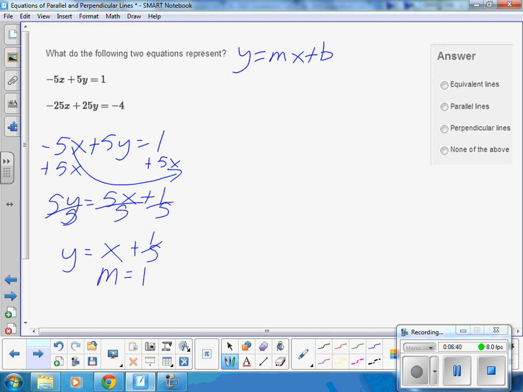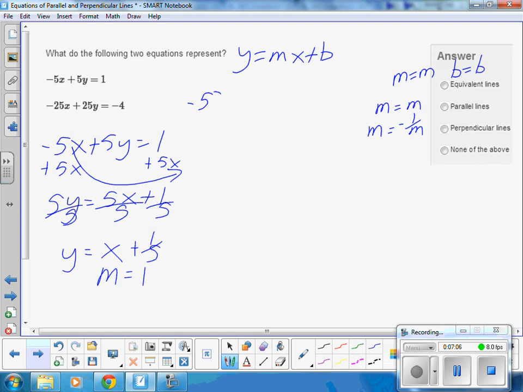So equivalent lines are going to have, remember, the slopes equal and the intercepts equal. Parallel lines are just going to have slopes equal. Perpendicular lines, the slope is the opposite reciprocal. Okay? And I really don't foresee you having none of the above on any of your problems.